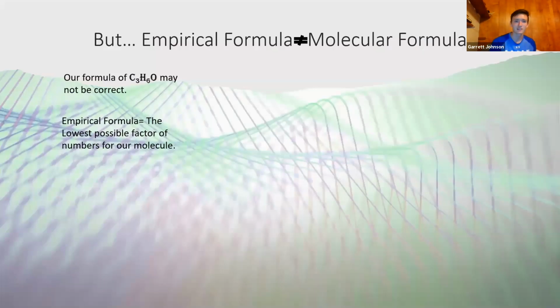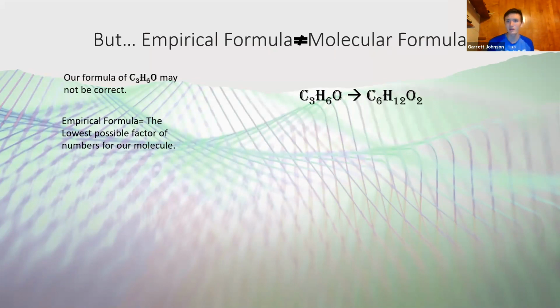All right. But the empirical formula does not, I repeat, does not equal the molecular formula. They are different things. Our formula of C3H6O may not be correct. The empirical formula has the lowest possible whole-number ratio of atoms for a molecule. For example, our C3H6O could be C6H12O2, right? All we were given was these basic numbers.